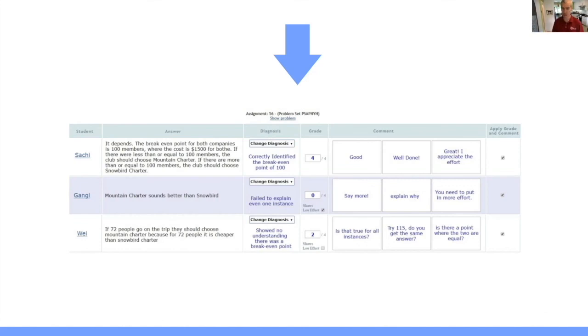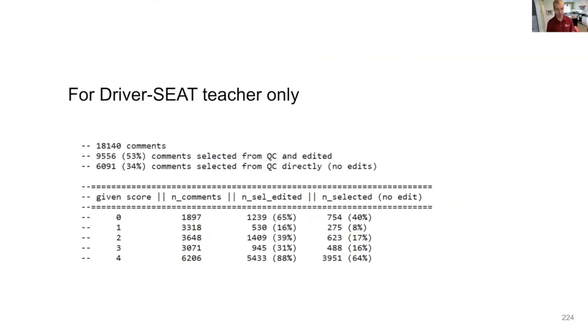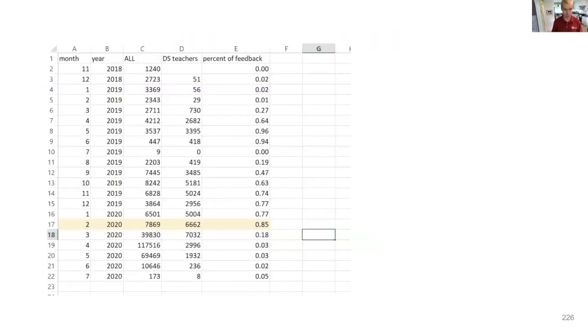We wanted to write comments like, is it true for all instances, or try 115, do you get the same thing? Because if the break-even point is at 100, like this student correctly identified one of the things but didn't identify the break-even point. So in our data you can tell that teachers liked our triaging, because our grading wasn't all that bad, but they were much less likely to use one of our comments if the kid's score was somewhere between 0 and 4. So there's plenty of work for us to do.